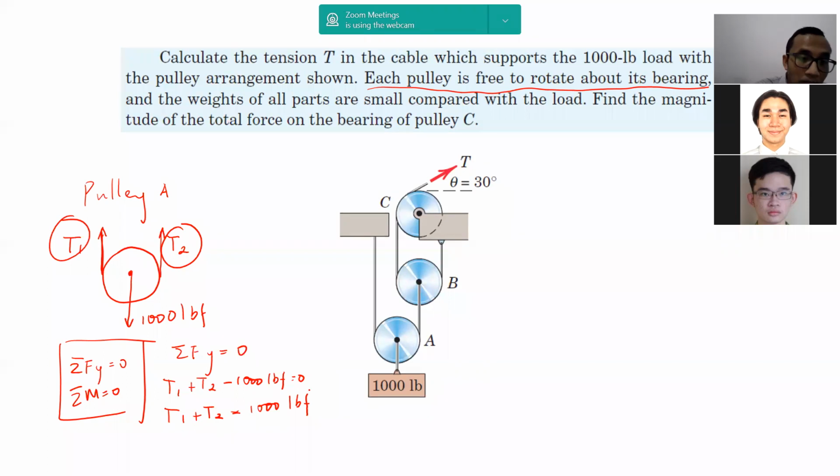Now, using sigma moment equal to 0, what will you have? T1 times radius minus T2 times radius is equal to 0, right? In this case, what will you get at the end? T1 is equal to T2. Correct, T1 is equal to T2.